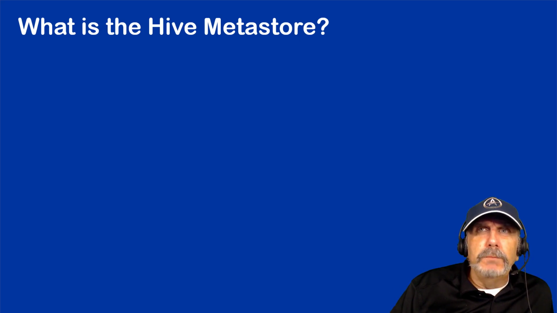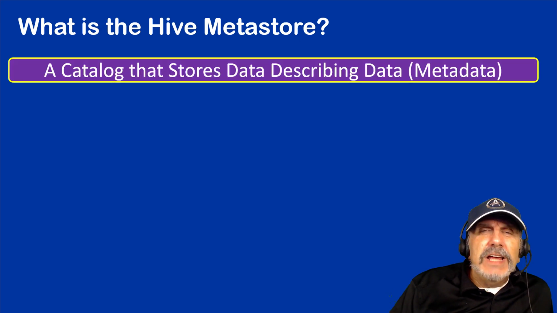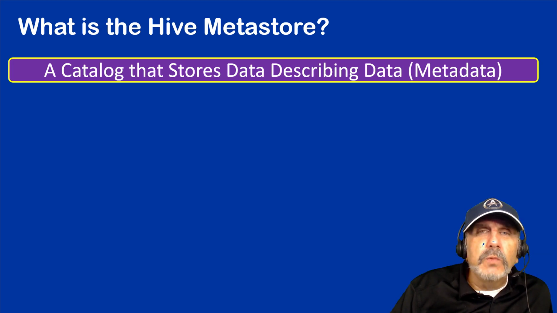What is a Hive Metastore? It's a catalog that stores data that describes data. And that's called metadata, a new term for you, really good for interviews, right? So that's what a catalog is. The Metastore, or metadata catalog, stores information that describes your table. So it tells you what the table name is, what the columns are, what the data types are, all kinds of information we'll see later when we describe a table, but that's what it's all about.